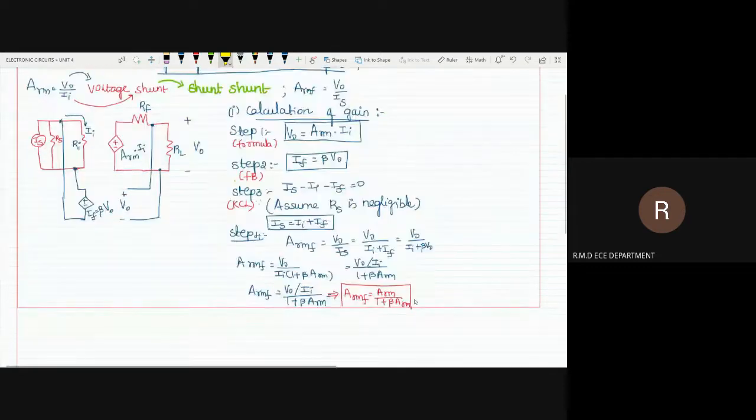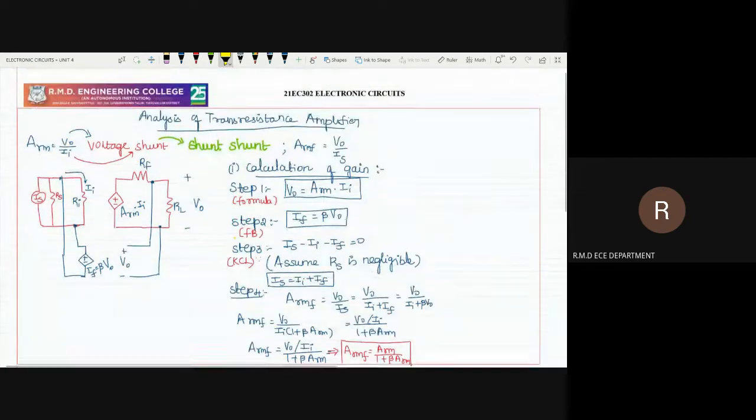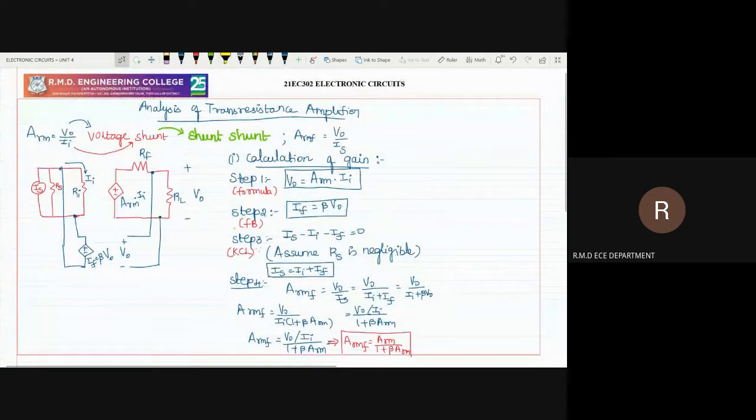And the last amplifier name is analysis of trans resistance amplifier. So for voltage, I am representing the word ARM, V naught by II. It is called voltage shunt, otherwise called shunt amplifier. So both the connections will be the shunt connection. Then as usual, three steps: calculation of gain. Then you are getting the formula ARMF will be equal to ARM by 1 plus beta into ARM.